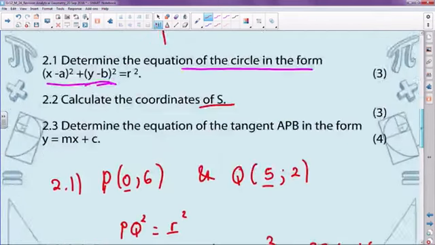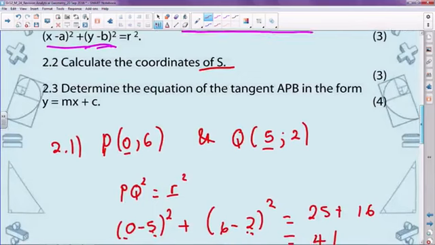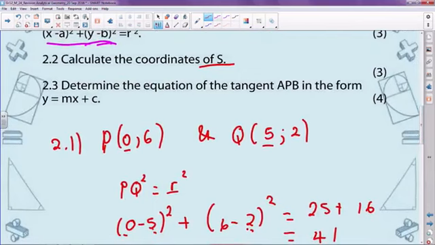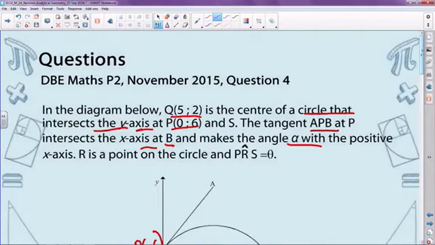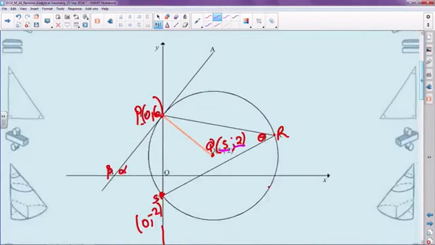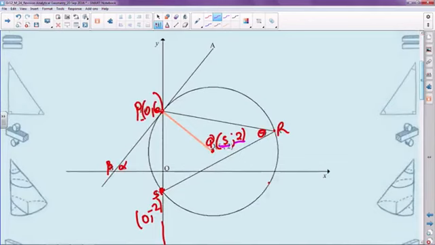All right, guys, so let's quickly have a look at the last part. I want to get as much of this done as possible. We then say determine the equation of the tangent APB in the form y is equal to mx plus c. So to work out the equation of a straight line, what do you need? You need the gradient, you need the y-intercept. This line APB, we can see that it cuts the y-axis at the point 6. We've got the y-intercept. How do we then work out the gradient of this line?